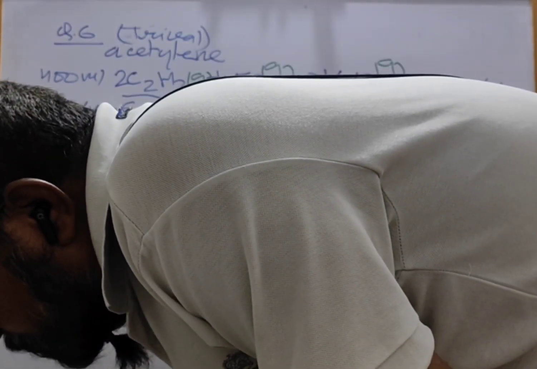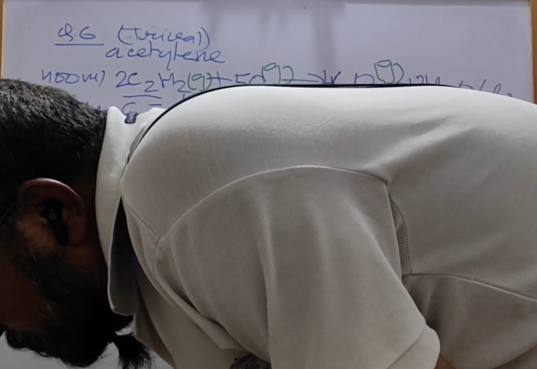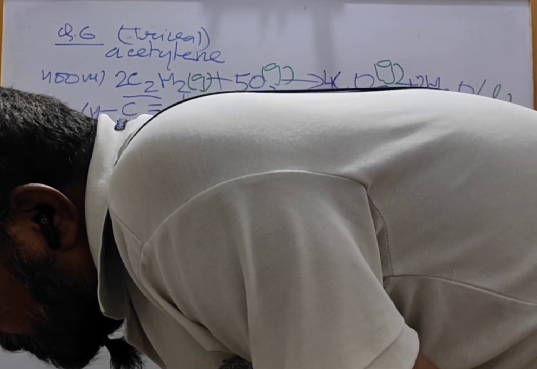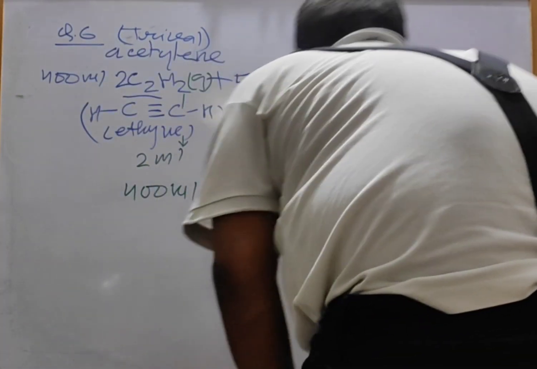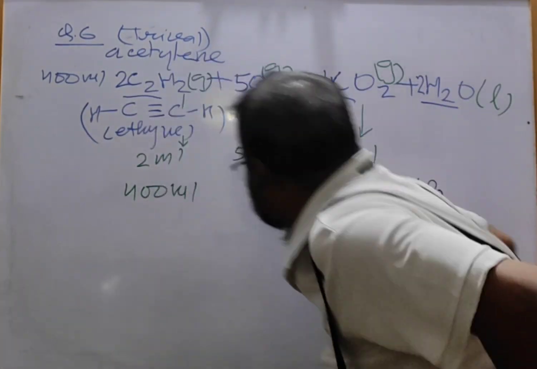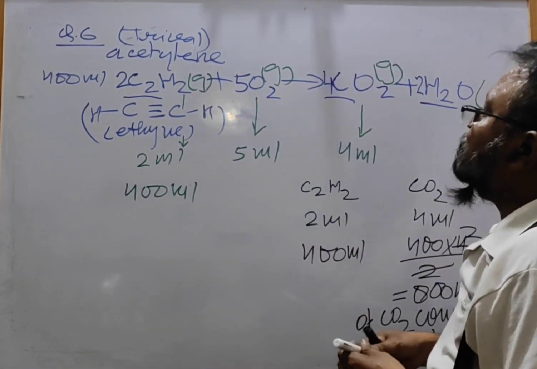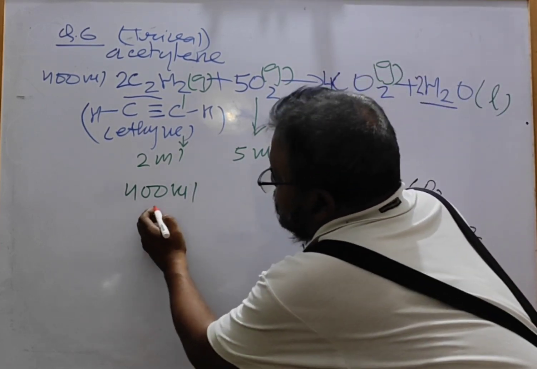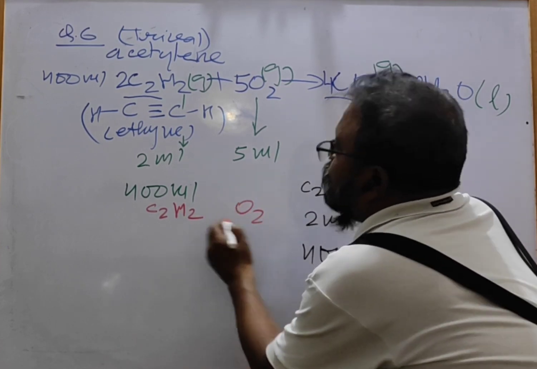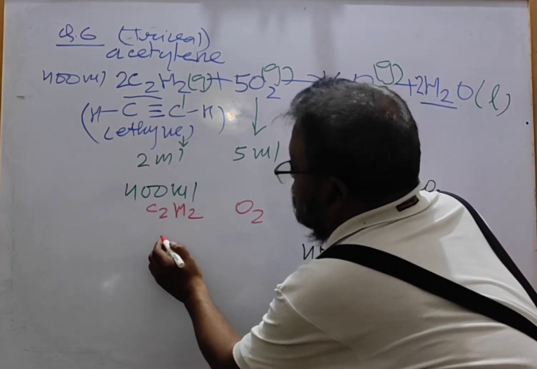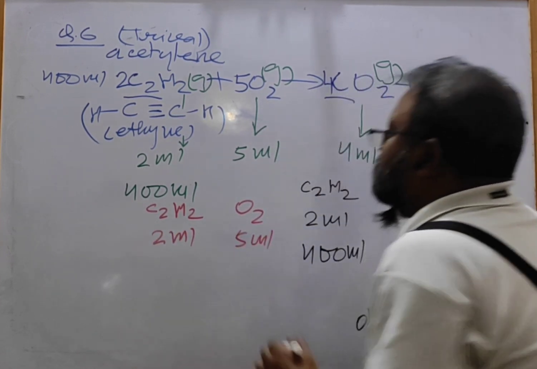It is asking for oxygen also. What volume of oxygen is required to burn completely? Why did you not tell me? You asked me earlier, I was going to rub. Anyway, again, same equation: C2H2 and O2. 2 ml combines with 5 ml, right?